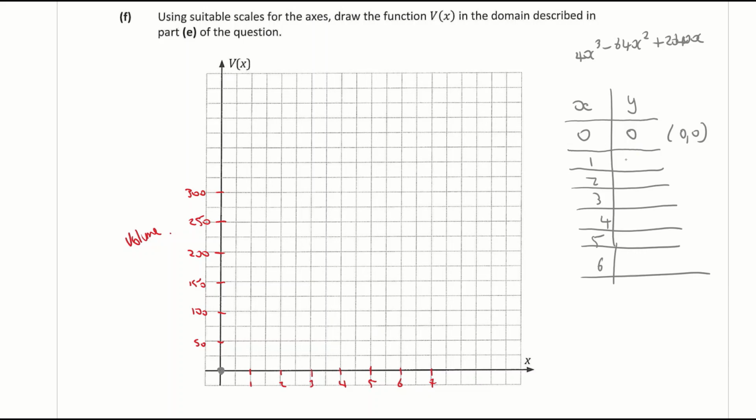The next point is subbing in 1. When I sub in 1 to the function, I get 180. So again, I'll plot that. That goes up around here. The next one is 2. When I put in 2, I get 256. So the coordinate there is 2, 256. Subbing in 3, I get 252. So it's starting to come back down now a bit.